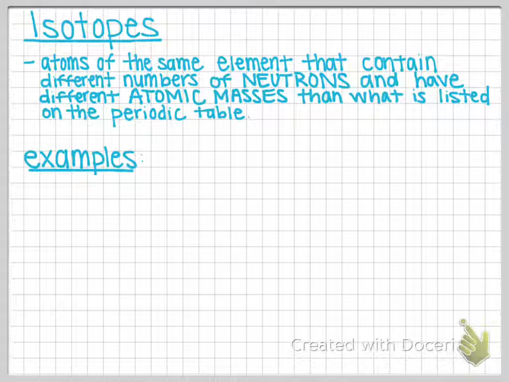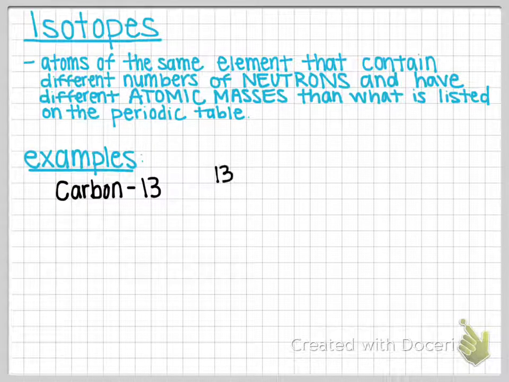One way you will see is the name of the element. So for example, carbon-13. So what this is, it's carbon and its mass is 13, or its mass number. The other way that you can see it written is 13, 6 carbon. So these are the two ways that you will see isotopes written.